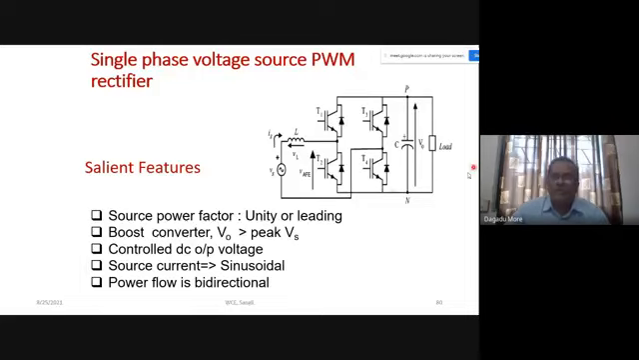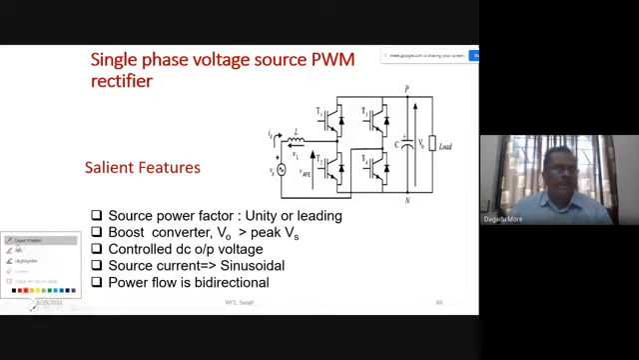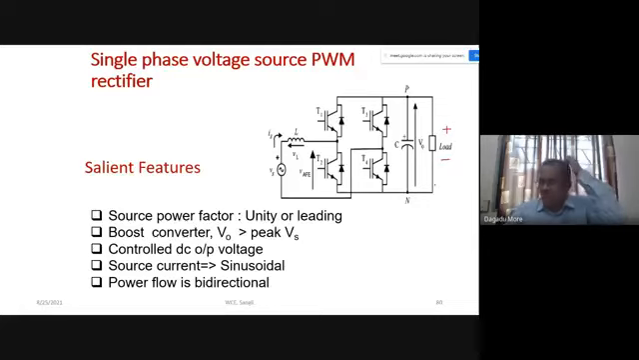Here we have shown the circuit diagram of this single phase voltage source PWM rectifier, and which devices we can use for this. Here you see this is our single phase supply we are giving, and the load where we obtain the DC supply. At the output, at the load, the upper terminal is positive and the lower is negative. So this is our DC output.